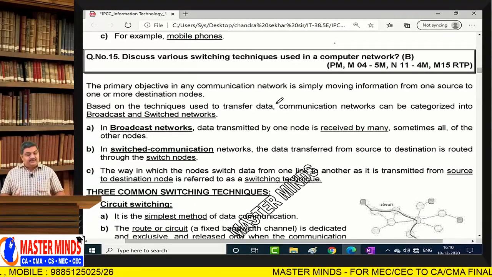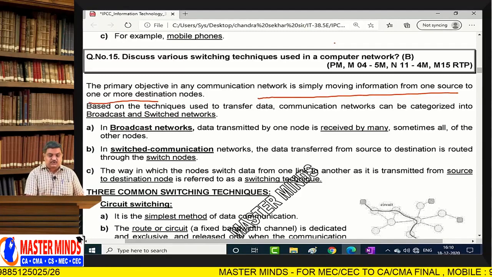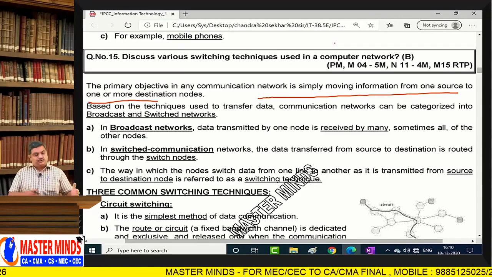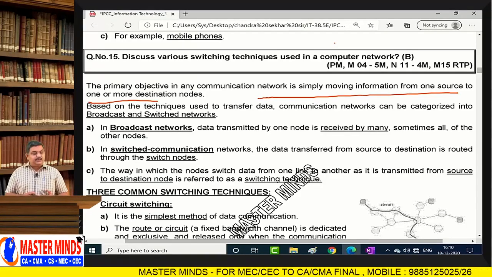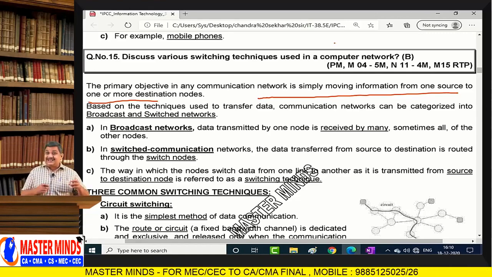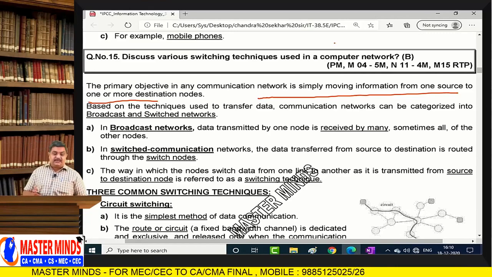The primary objective in any communication network is simply moving information from one source to one or more destination nodes. Means from source to destination, you have to move the information. And based on the techniques used to transfer the data, communication networks can be classified into broadcast and switched networks.